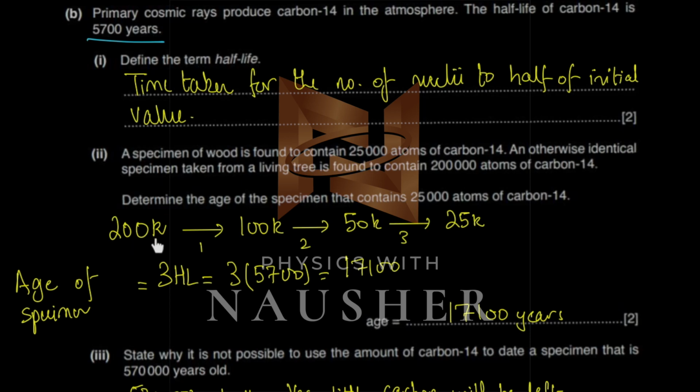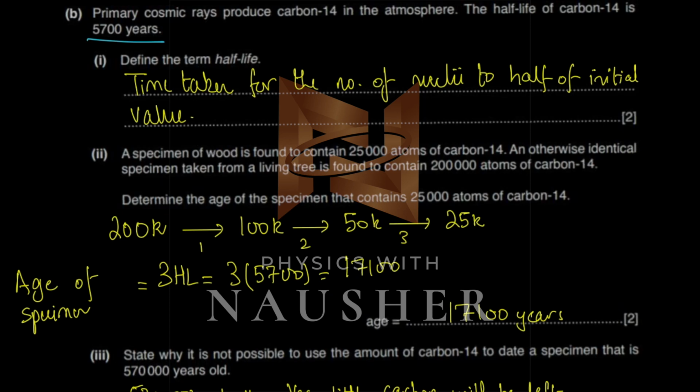So start from 200,000 atoms, halve it to 100,000, halve it to 50,000, halve it to 25,000. So how many half-lives have you undergone? 1, 2, 3. So the age of this specimen is 3 half-lives. Basically, when it was alive, it had 200,000, then it passed away, and then it had 25,000 particles after some time. Now, how much time has elapsed? 1, 2, 3 half-lives. Half-life is 5,700 years. So 3 into 5,700 gives you 17,100 years.